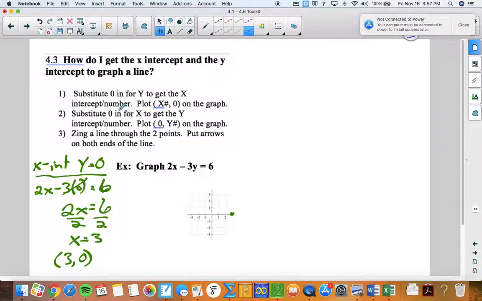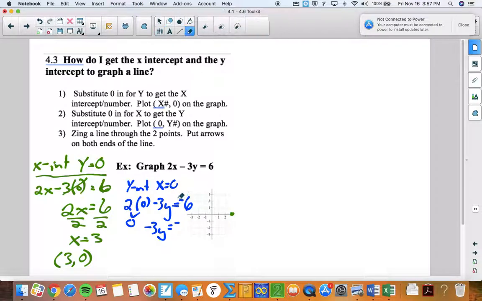Step number 2, substitute 0 in for x to get the y-intercept. So to get the y-intercept, x equals 0. So I'm going to put 0 into that equation. Now 2 times 0 is 0. So that's really nothing. So I really have -3y equals 6.